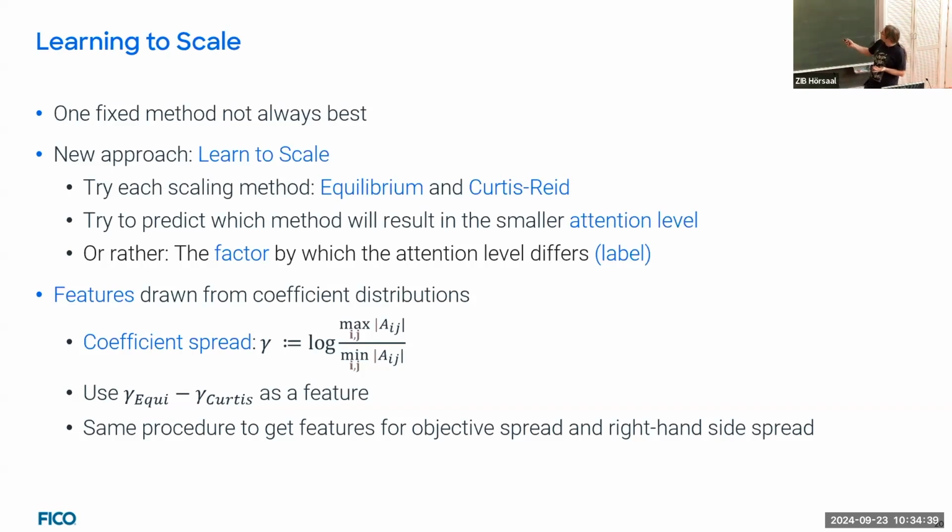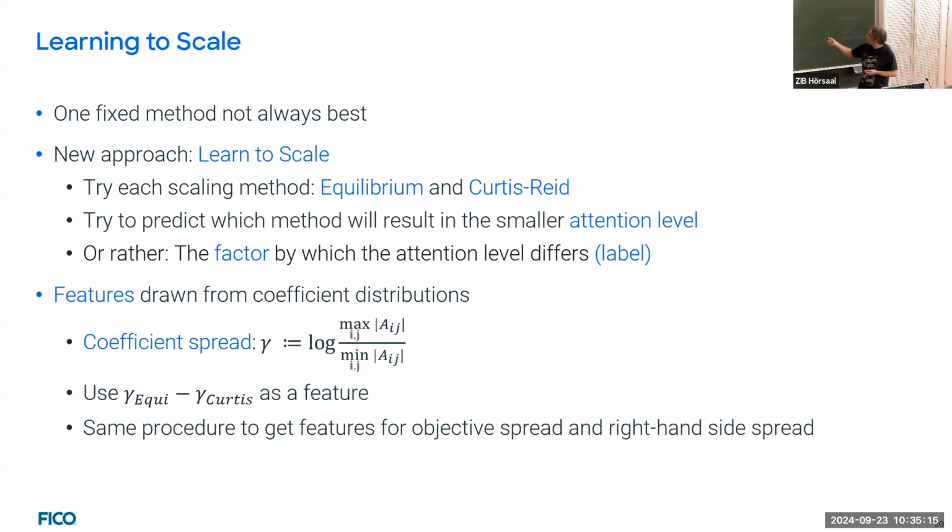So yeah, the features from the coefficient distributions are exactly the coefficient spreads massaged in a way that we divide the max by the min and apply a logarithm to this. So this would give you exactly the order of magnitude that lies between them. So if you have, well, the max is something like 10 to the 6, and the min is something like 10 to the 2, then this would give you 4 as the number of magnitudes that lie between them. And then use this as a feature.